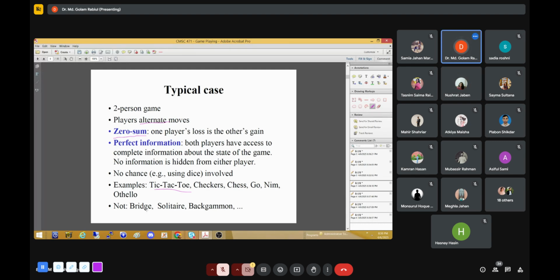So no chance using dice. Using dice is just an example. Usually, if you have one chance, then no one will offer you another. That's why it is mentioned no chance.